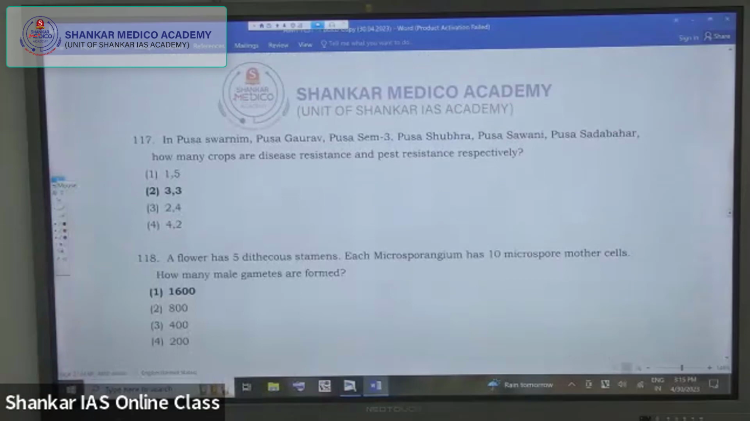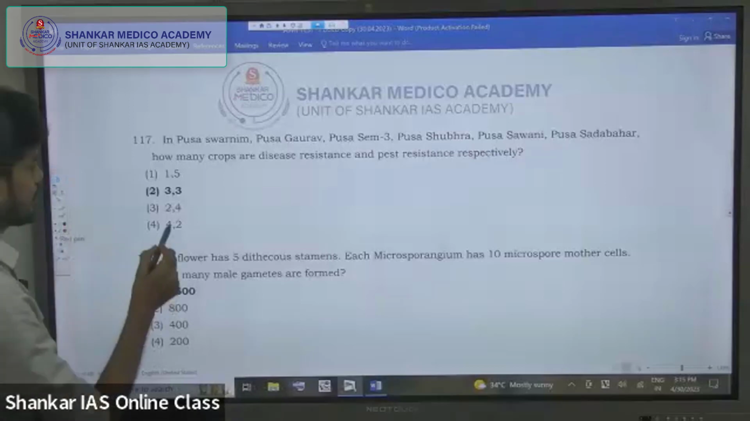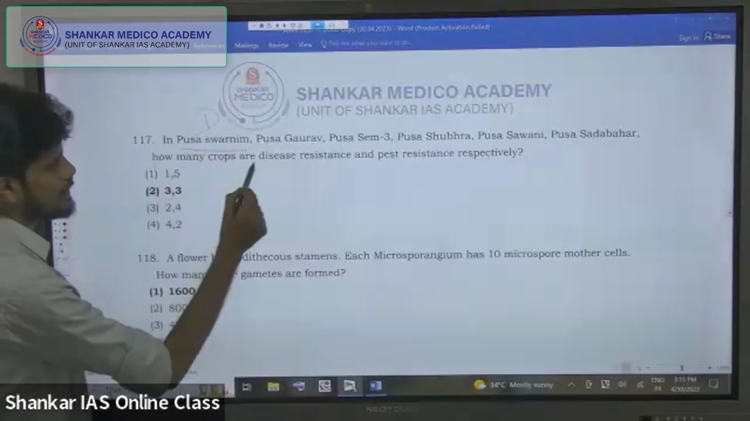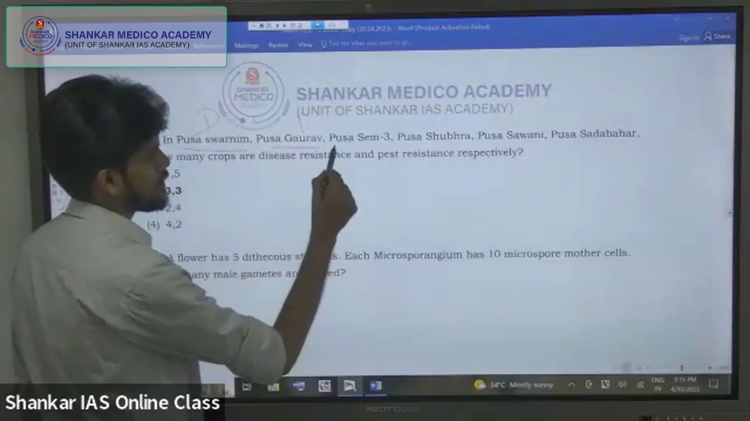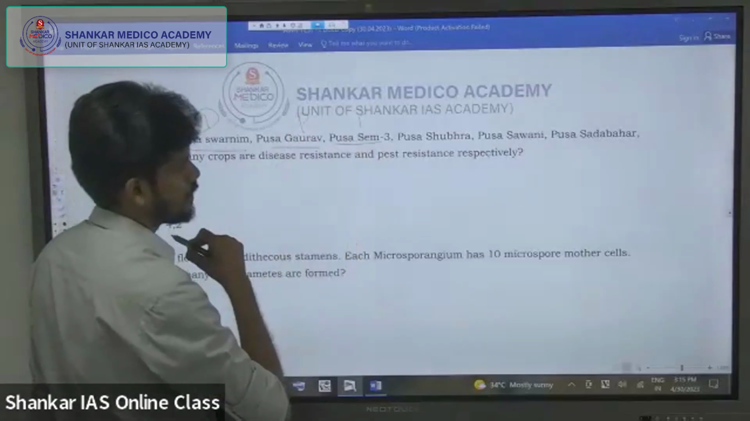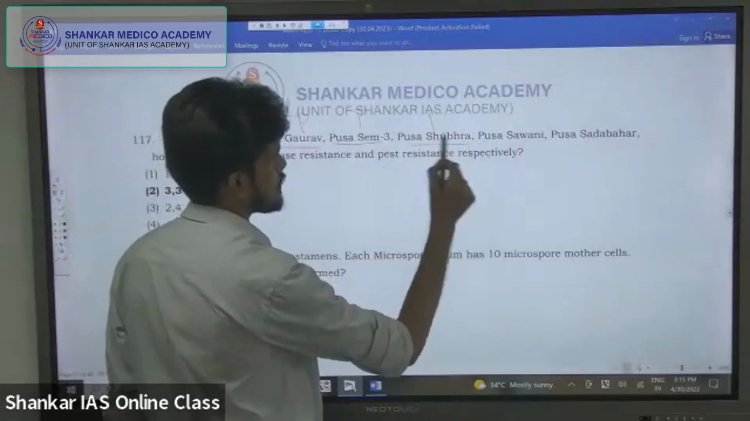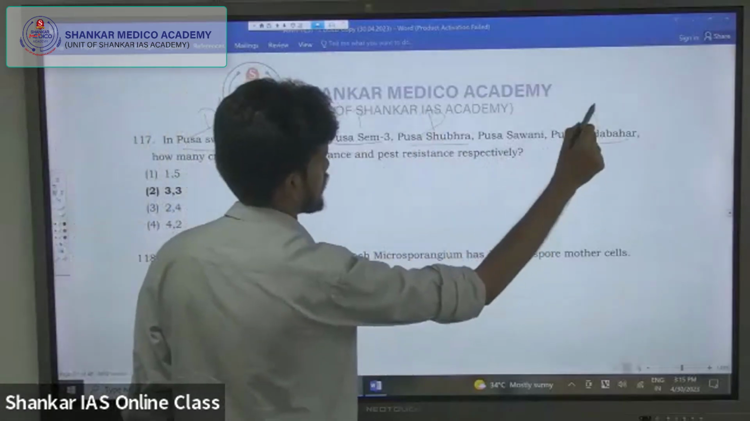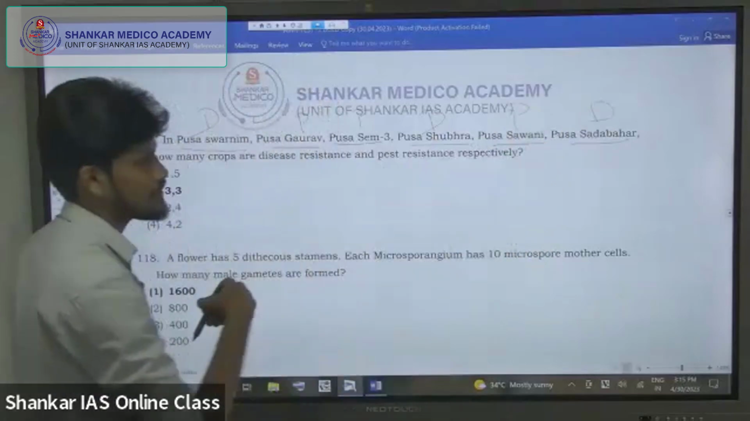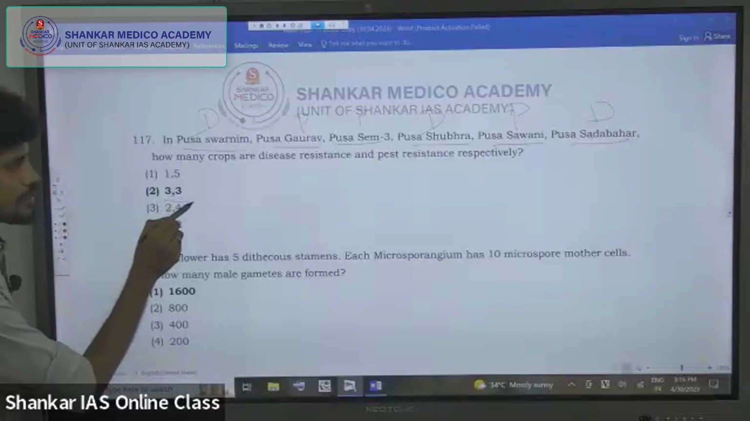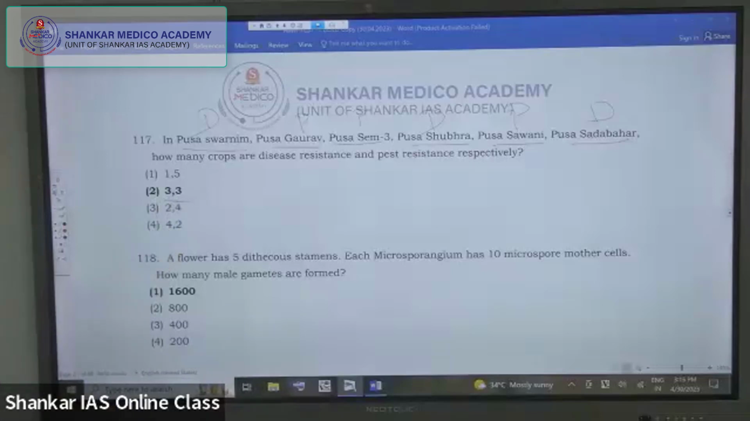Then here I have given 6 disease resistant as well as pest resistant plants. You need to identify how many crops given in the list belong to the disease resistant, and how many belong to the pest resistant. Among them, Pusa Swarnim is disease resistant. Pusa Gaurav is pest resistant. Pusa Sem 3 is pest resistant. Pusa Subhra is disease resistant. Pusa Sadabahar is disease resistant. Pusa Sawani is pest resistant. So 3 will be disease resistant and 3 will be pest resistant.